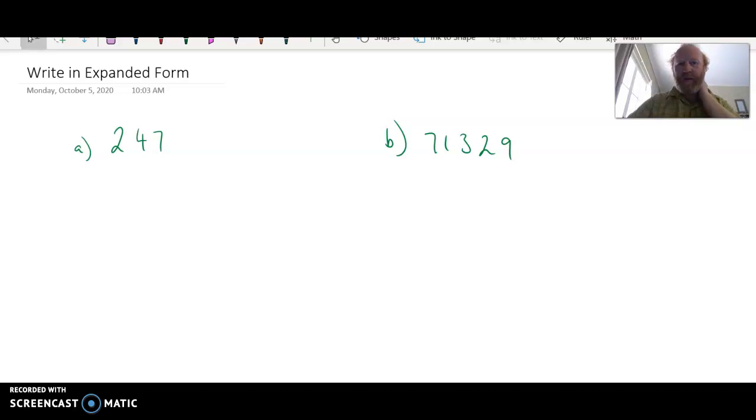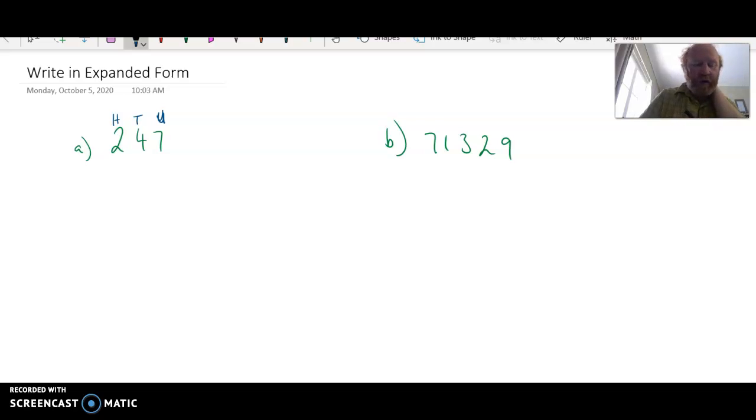Okay, so this is a quick video on writing in expanded form. We're looking at these two numbers, 247 and 71,329. In each case, you should be thinking about your number and looking at the columns and place values. So you've got units on the first one there, tens on this one, hundreds on the next one. And so we write it out.